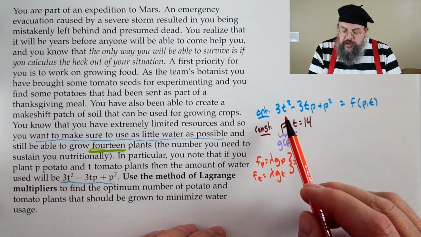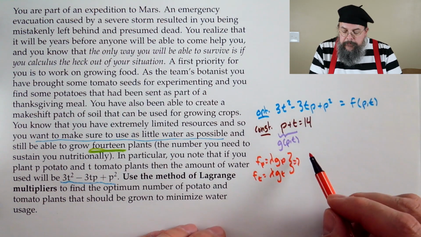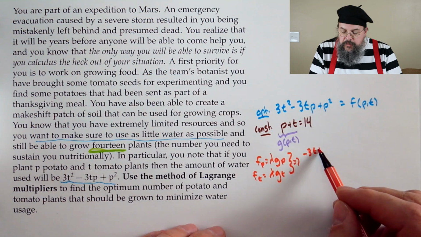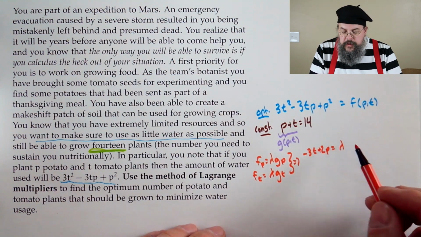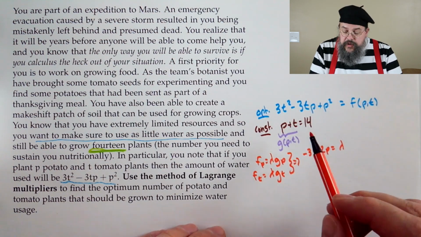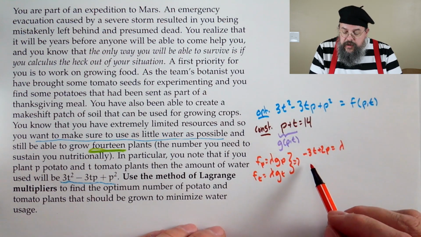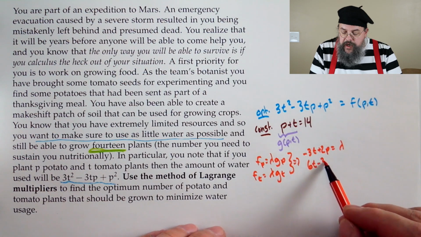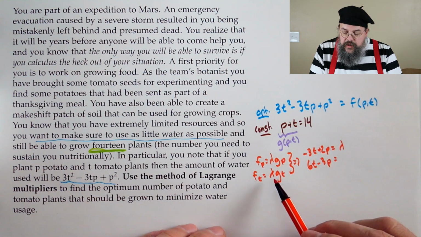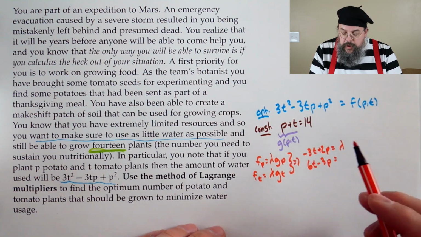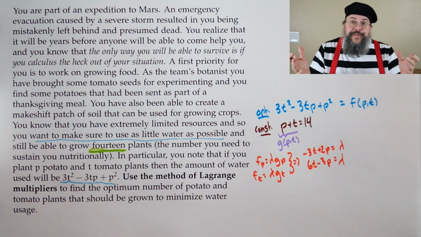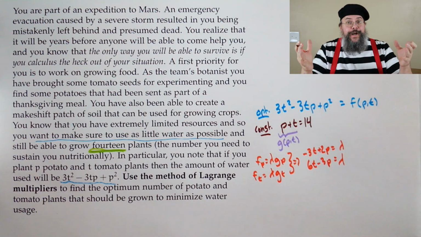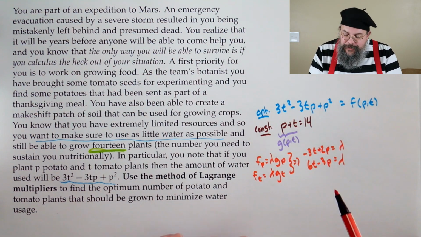All right, well, take the derivative with respect to p. Minus 3t plus 2p is lambda times 1. Well, that's easy. And take the derivative with respect to t. 6t minus 3p is equal to lambda times 1. Wow, well, that's great. It's really easy to solve for lambda. We're done. So what's the point?